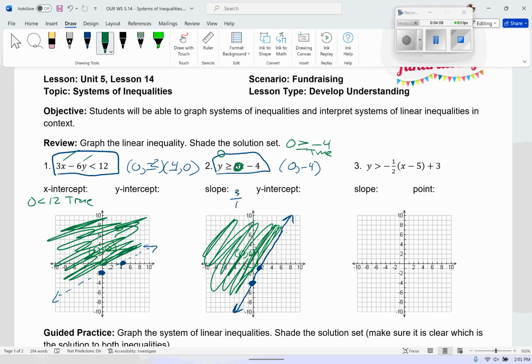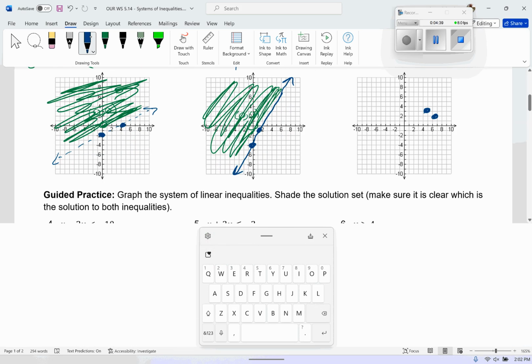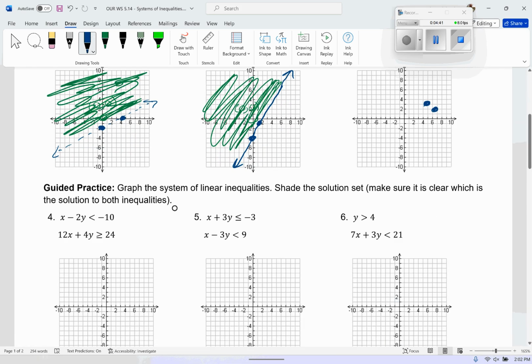Then number 3, this is set up because we have parentheses. That means I have to pull a point out. So what's the point that comes with this one? 5, 3. Very good. Okay, so right 5, up 3. What is my slope? Negative 1/2. So I'm going to go down 1, right 2. Solid or dotted? Dotted. So it's dotted.